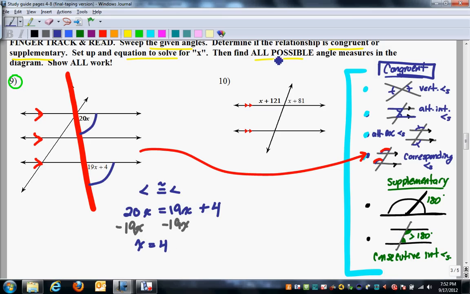Don't get all happy. Notice the words all possible angles. So now we have to take that x and plug it in here. 20 times 4 is 80. 19 times 4 is 76 plus 4, that is 80, which makes sense. Those are corresponding angles. Now we're going to find every other possible angle.